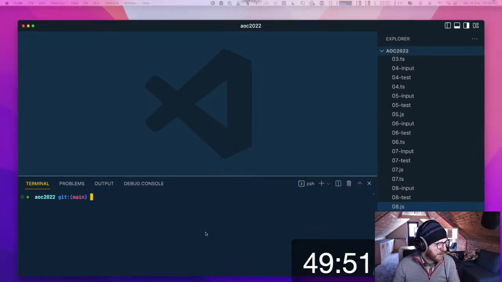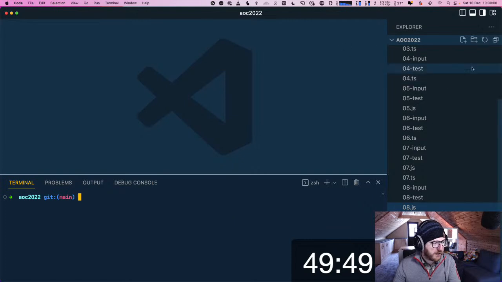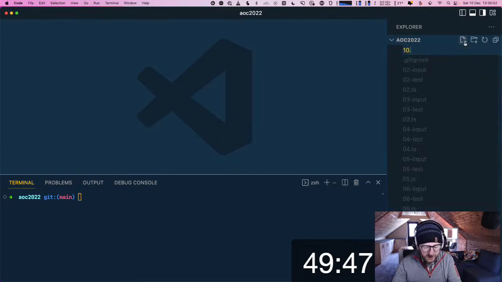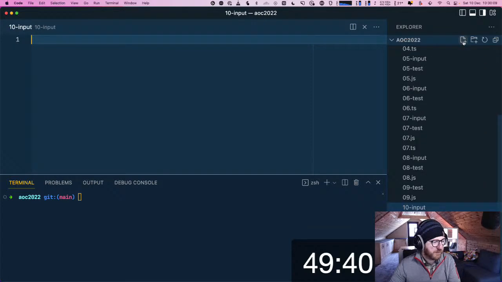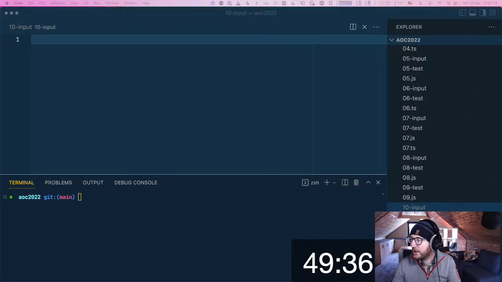Alrighty, so first, before I do anything else, I know I'm going to need a file called day10.js. I know I'm going to need a 10-test. I know I'm going to need a 10-input. Alrighty, let's have a look at the puzzle for day number 10.